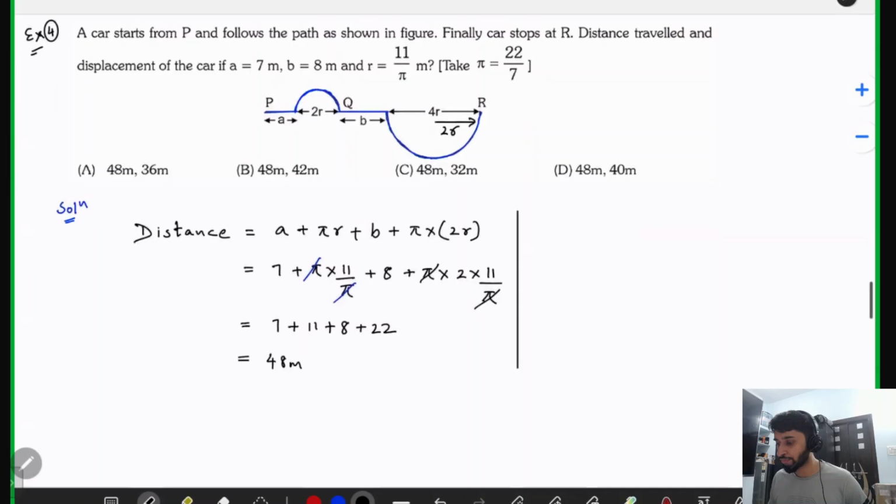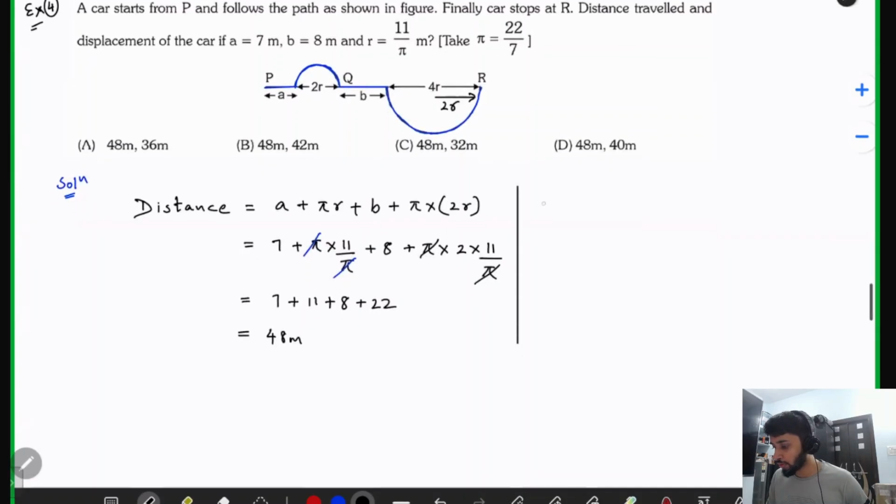Displacement will be equal to length of this line. If I draw a line joining P and R, then length of this line becomes displacement. Okay. So displacement will be equal to A plus 2R plus B plus 4R, like that. This becomes the displacement here.